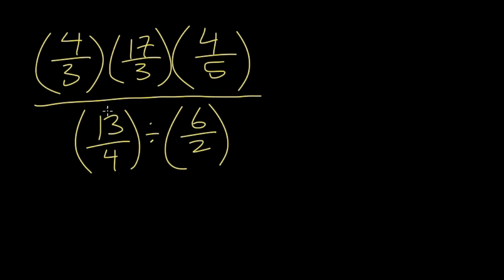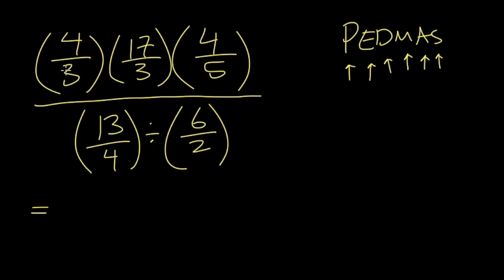But what we have to keep in mind is the order of operations, and that's written as PEDMAS. P is for parentheses, E is for exponents, D is for division, M is for multiplication, A is for addition, and S is for subtraction. So let's get started. Here we'll try to get rid of all of the parentheses by multiplying it out. Or in this case, in the denominator, we would have to do the division.